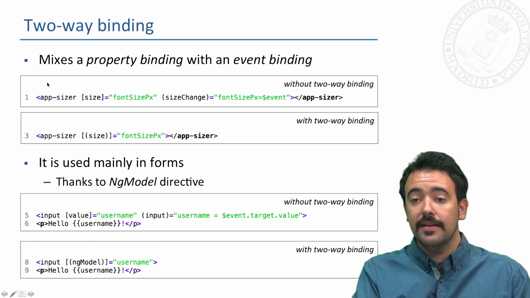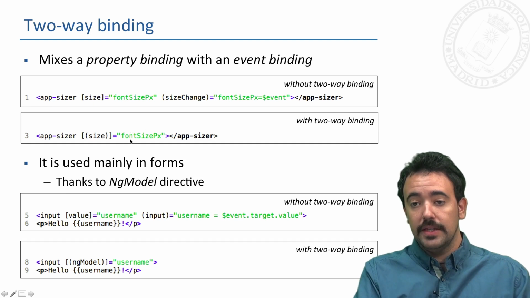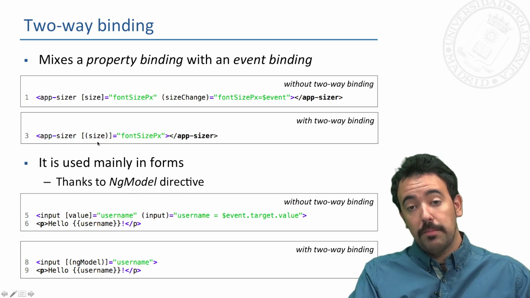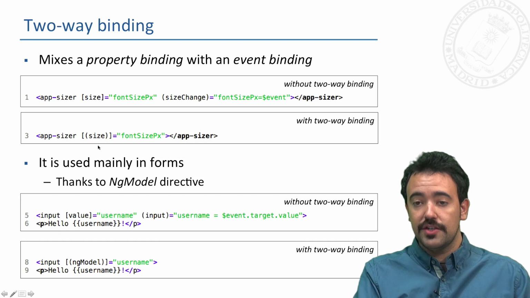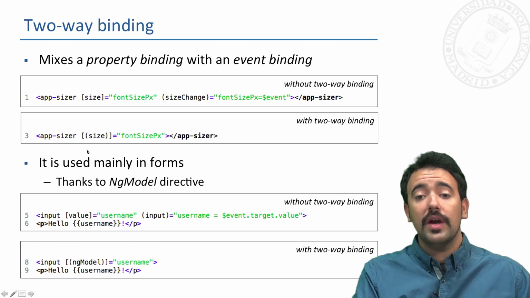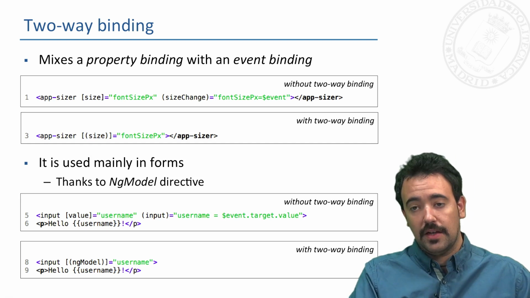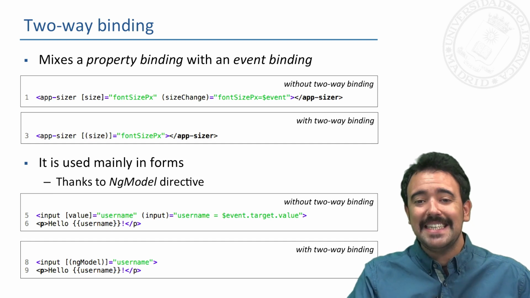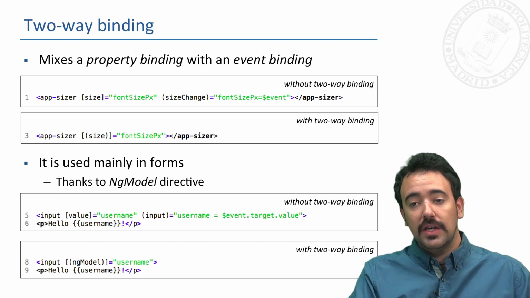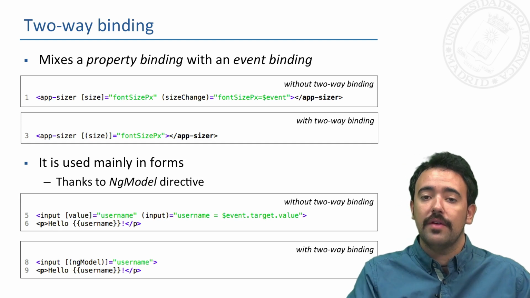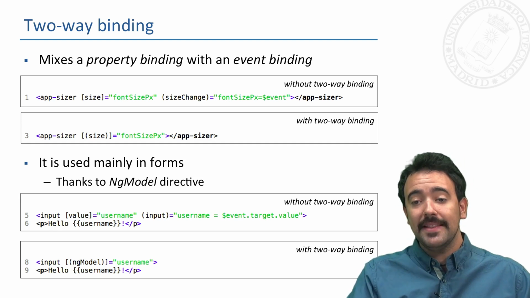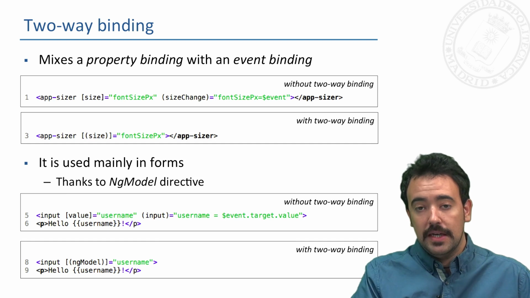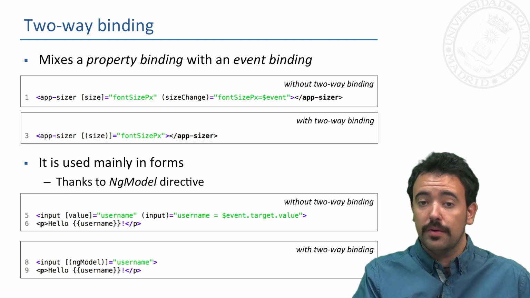So here we are assigning the value of the property font size pixels to this size property in the element, in the application sizer component, and we are also capturing the events that come from the child element to the parent. But in Angular, this is mainly used in forms, when we are developing a form, in order to bind what the user is typing in the form to a property that is defined in the component, and vice versa.